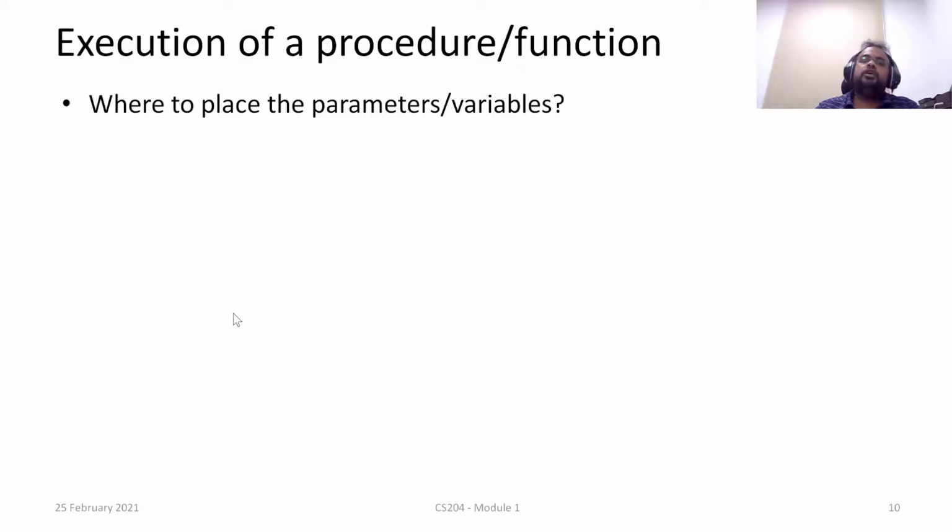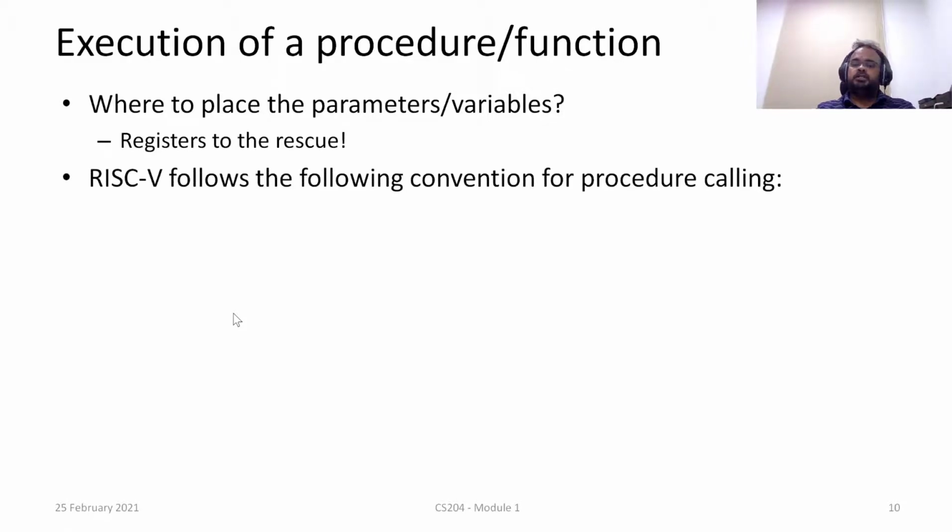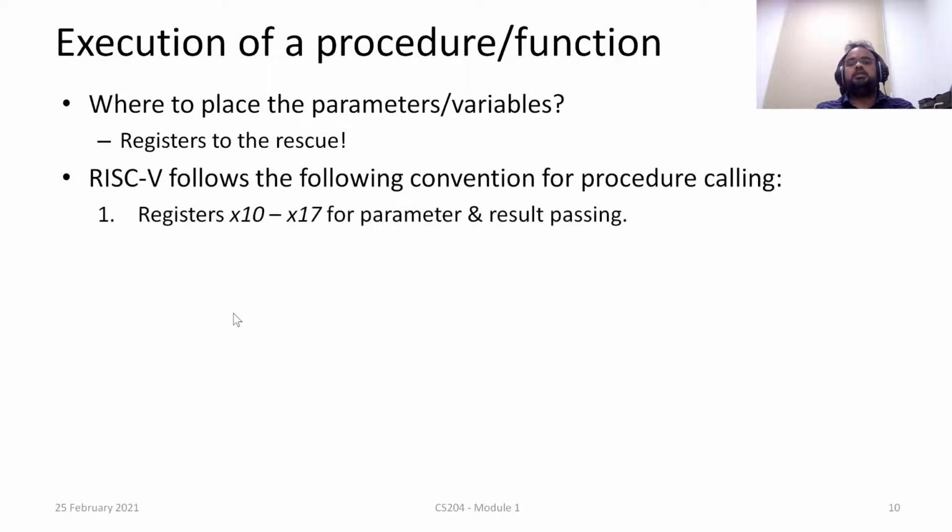Now the very first question is, where do I place these parameters or variables, anything like that? The very first thought that would come to our mind is, why not use the registers? We have 32 registers. So maybe I'll say that registers x10 to x15 are for procedure calling. In some sense, RISC-V also gives some direction on register usage. It says that registers x10 to x17 can be used for parameter passing and result passing, right? But this is not a hard and fast rule. It's like a standard suggestion from the RISC-V developers.